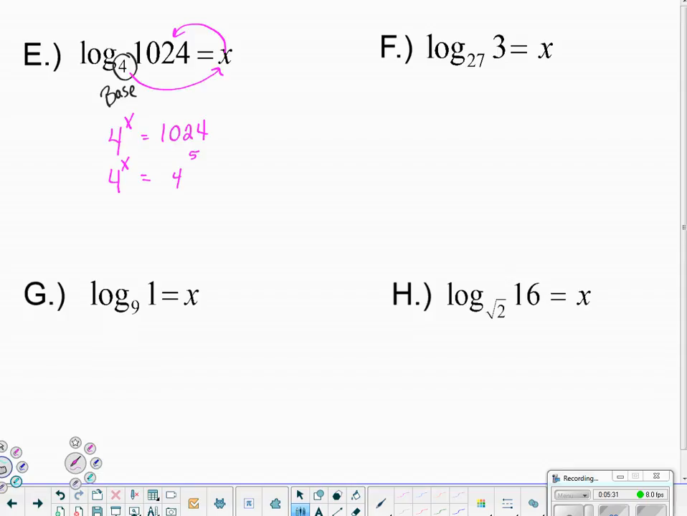Yeah, it's got to be 5. So, oh, well then x turns out to be 5. The other thing you could do if you had a calculator, you know you can do your change of base on your calculator as well.